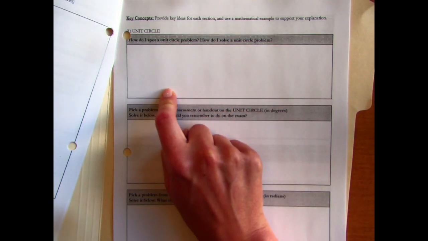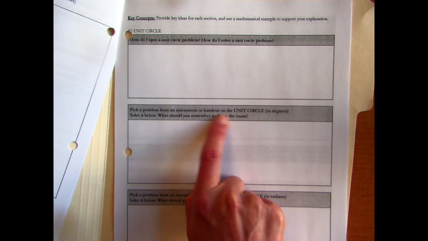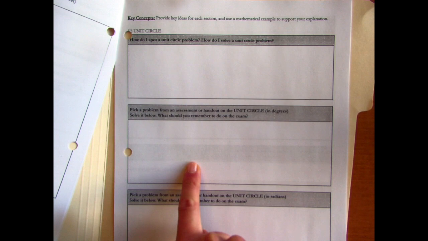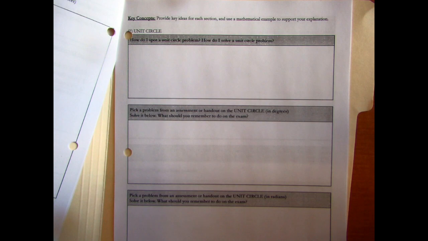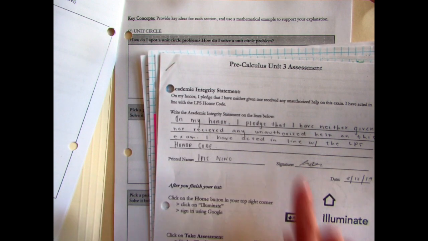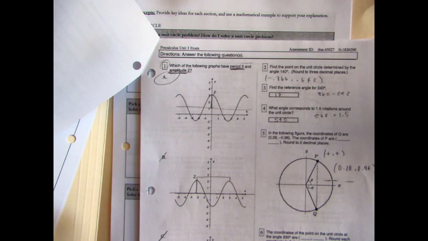So this is where you need to refer to other materials. You're not just going to know this off the top of your head because we're reviewing. So you could look at your trig diagnostic that you just took. What I'm going to do is look back through some old assessments. Your Unit 3 assessment is going to be a really good resource for your final because it has all the types of questions from Unit 3. Right away I see number 2 says find the point on the unit circle determined by the angle 140 degrees. So it has the word unit circle in it. It's probably about the unit circle.